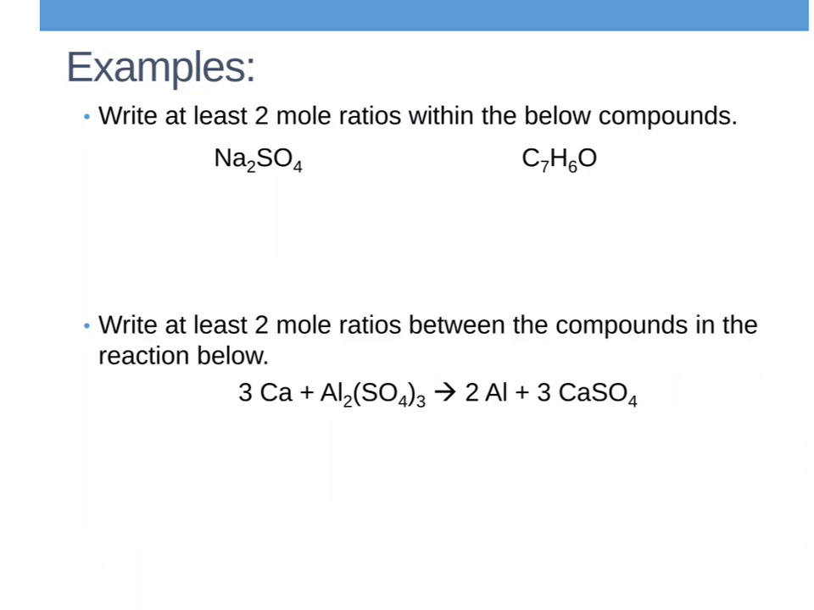I have 2 equations here. I want to see at least 2 more relationships within these compounds. So a bunch of stuff within this sodium sulfate and a bunch of stuff within this C7H6O thing, whatever it is. And then for the second one, write at least two more ratios between the compounds in the reaction below. And I already balanced it for you, so I kind of made that a little bit easier for you. But go ahead and pause and make sure you can draw some of these ratios, and I'll draw some of them in a sec.